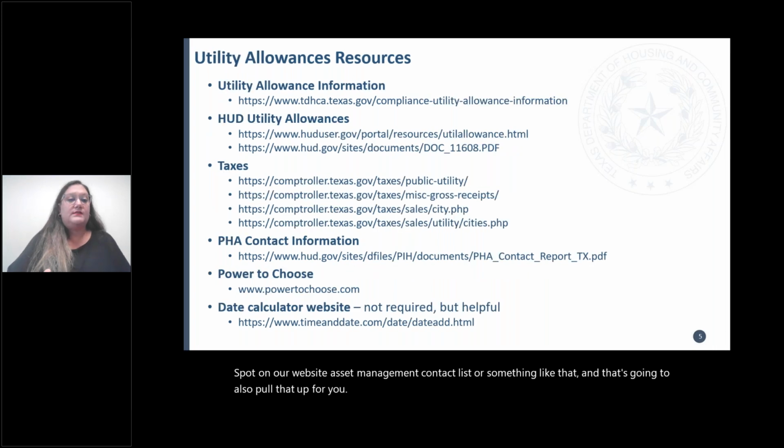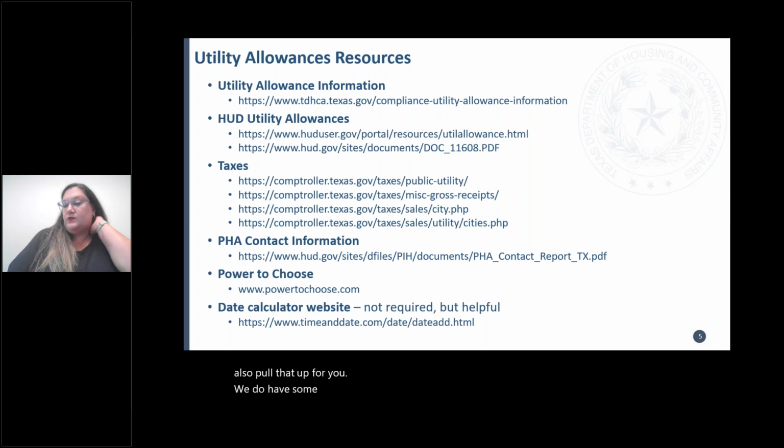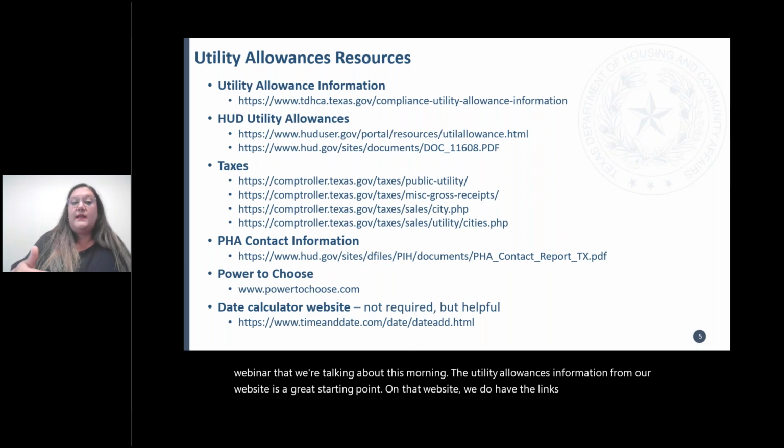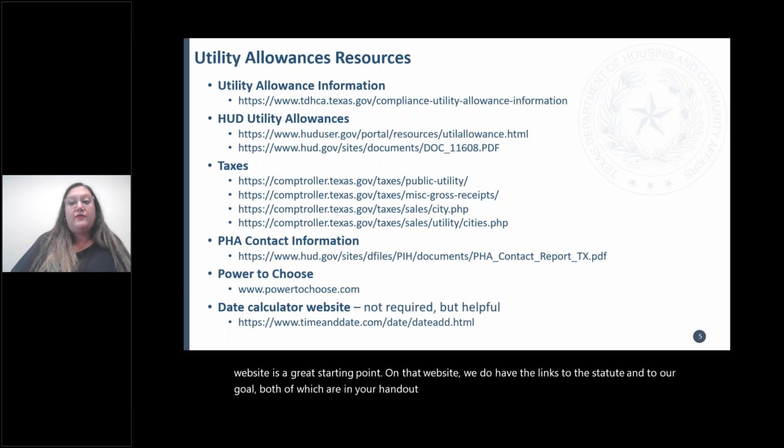We do have some additional utility allowance resources, and this is the meat and potatoes of the webinar that we're talking about this morning. The utility allowances information from our website is a great starting point. On that website, we do have the links to the statute and to our rule, both of which are in your handout section of your GoToMeeting platform, just in case you wanted to be able to review those.